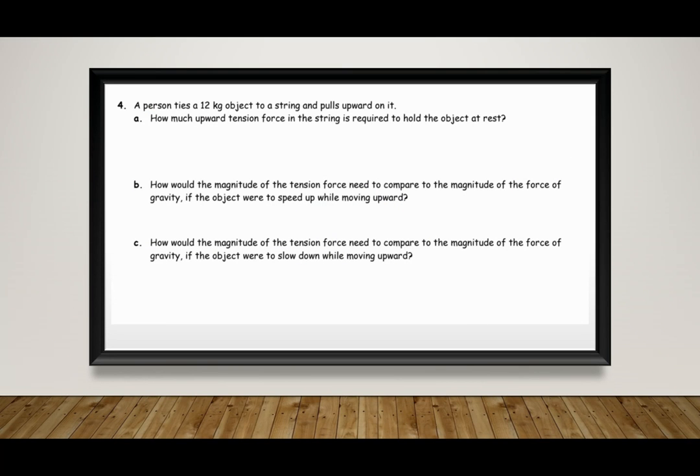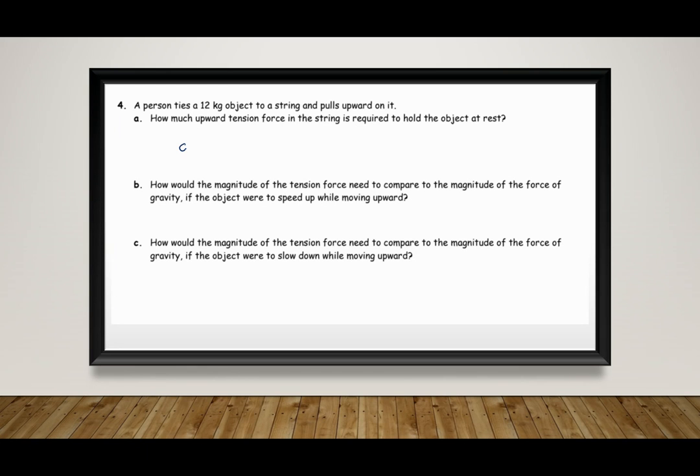So let's look at another question, and this is applying. So we're looking at the application of Newton's second law. A person ties a 12 kilogram object to a string and pulls upward on it. How much upward tension force in the string is required to hold the object at rest?